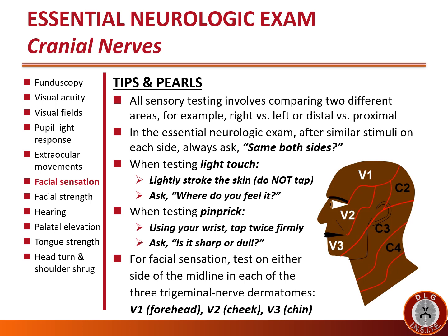When testing light touch, lightly stroke the skin. Do not tap the skin. Lightly stroke it. Ask, where do you feel it? When testing pinprick, using your wrist, tap twice firmly. Ask, is it sharp or dull? For facial sensation, test on either side of the midline in each of the three trigeminal nerve dermatomes. V1, the forehead, V2, the cheeks, and V3, the chin.